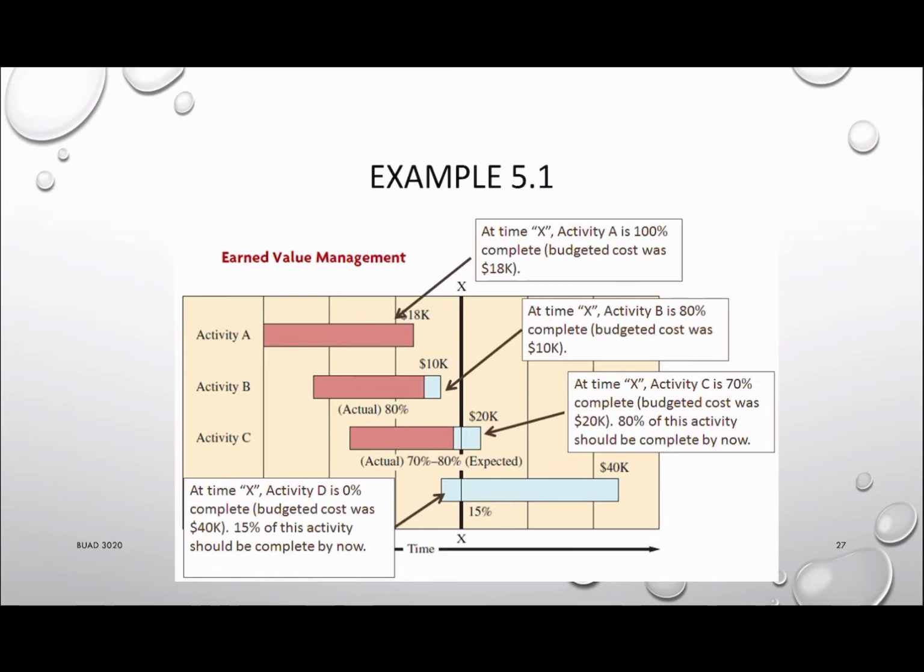And for activity B, when we reach time X, we should be able to complete the entire activity B already, but our actual progress is only 80%, okay? And for activity C, we should be able to complete 80% of the project at time X, but we actually only complete 70% of the project. Similarly, for activity D, we should be able to complete 50% of activity D already, but in reality, we haven't started to work on activity D yet.